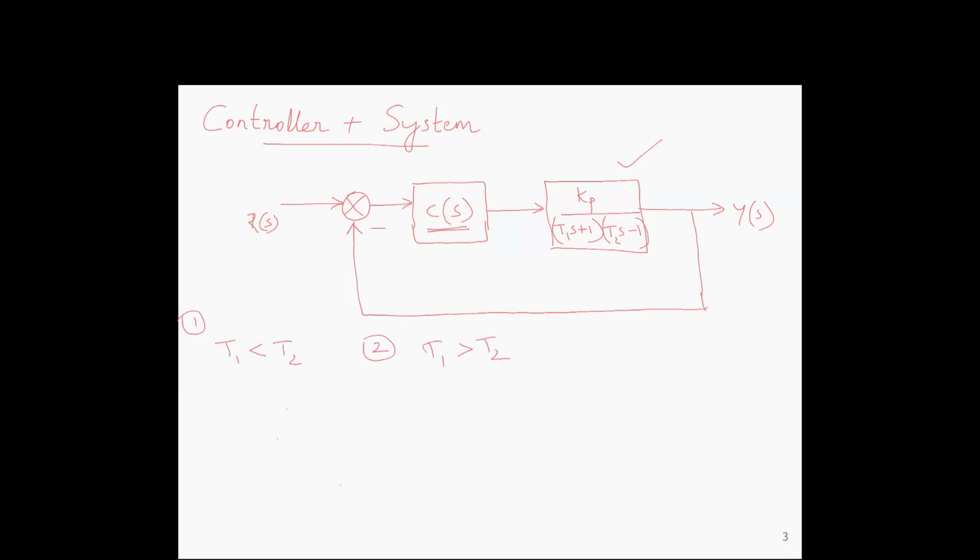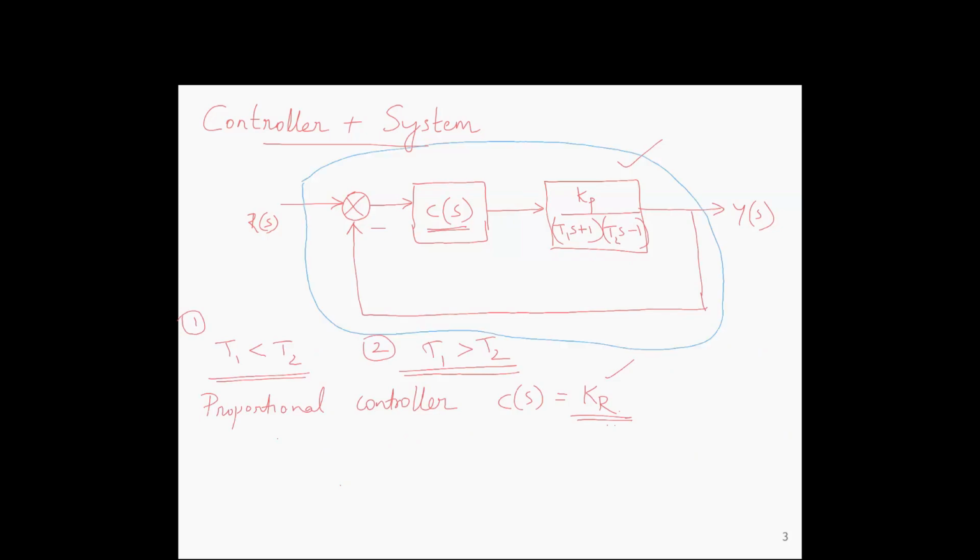Now, in either case 1 or case 2, a proportional controller is sufficient to stabilize the system. A proportional controller is nothing but a gain; its transfer function is just a gain. Here I'm taking it as KR, which is a constant value. So when KR is applied in place of C of S, we will find the entire closed loop transfer function for this block and calculate the stability of the system.